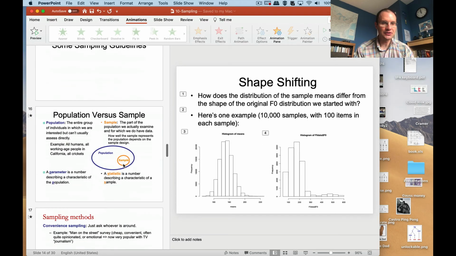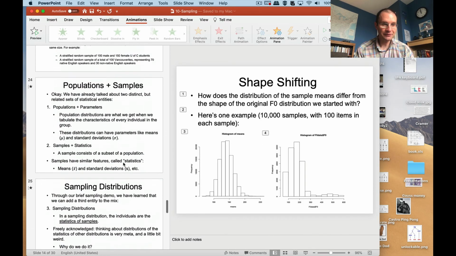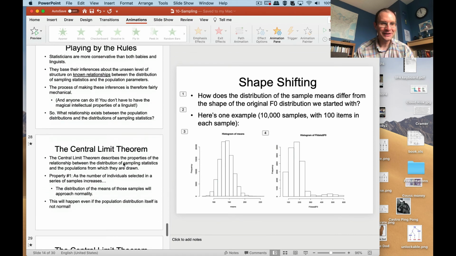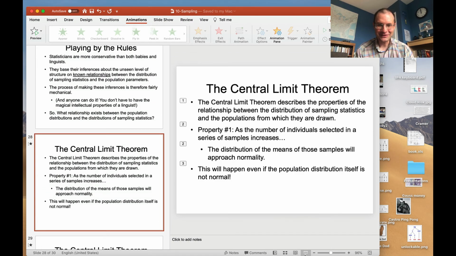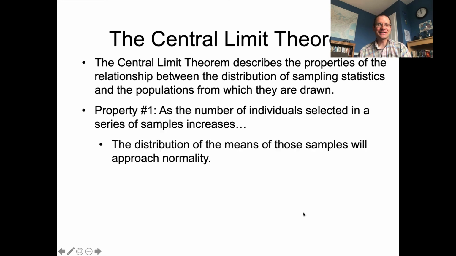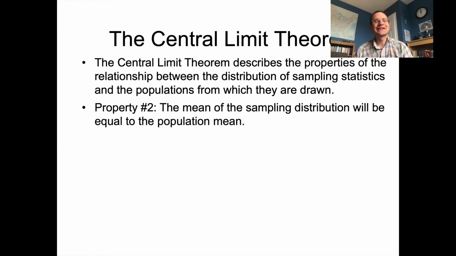That's a prediction of the central limit theorem. And conveniently, it turns out to be true. So let's try to trust this principle and see where else it can take us. And where else it can take us is property number 2. Property number 2 is the mean of the sampling distribution will be equal to the population mean.